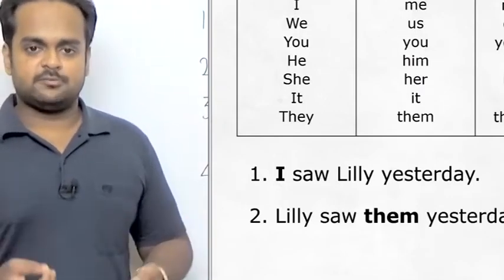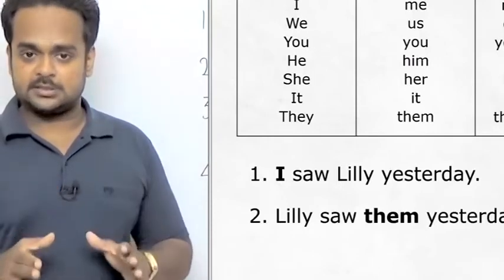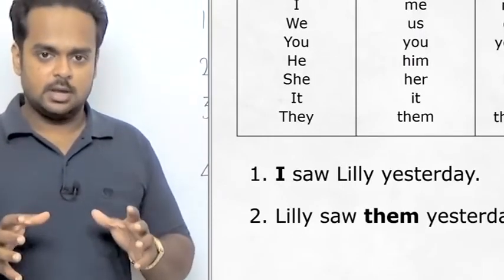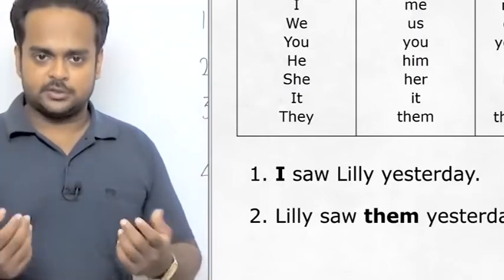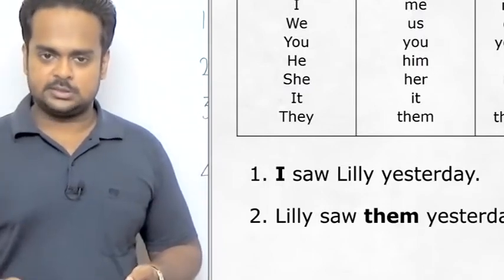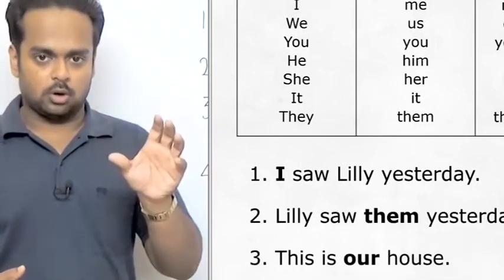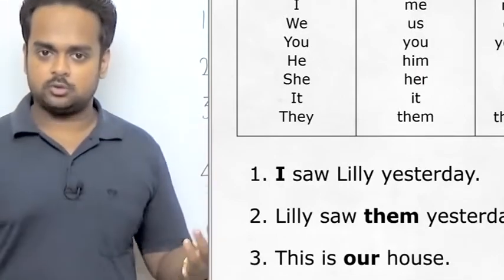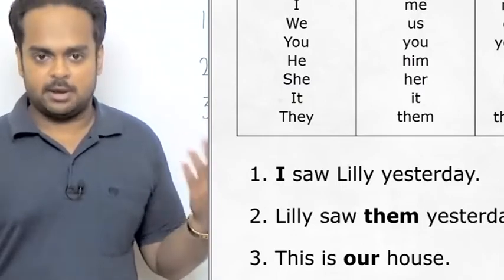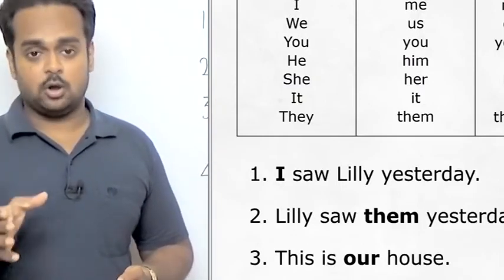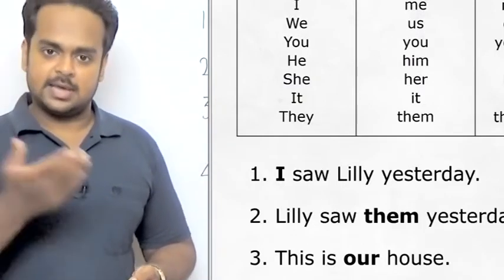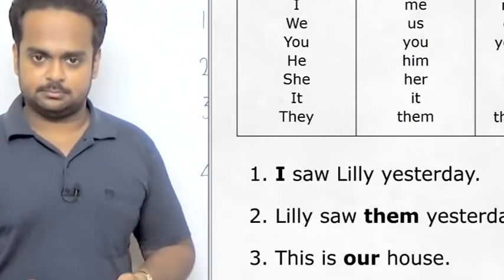So what do possessive pronouns do? Possessive pronouns show possession. That means they show that you have something. For example, if I said, this is our house, the pronoun our shows that this house belongs to me and my family, for example. I could also say, this house is ours. That means the same thing.